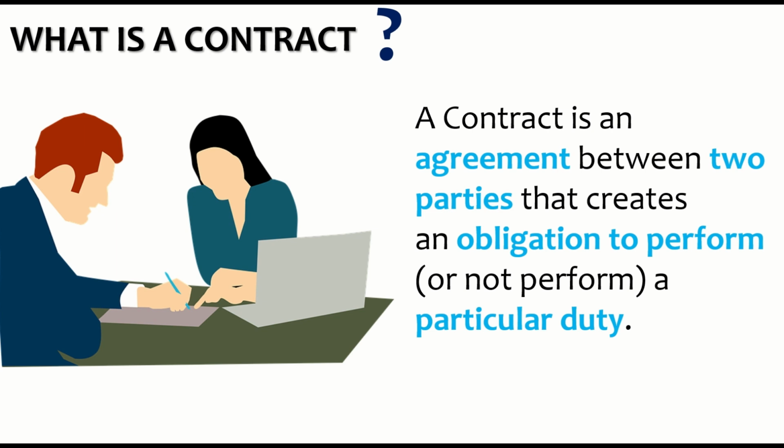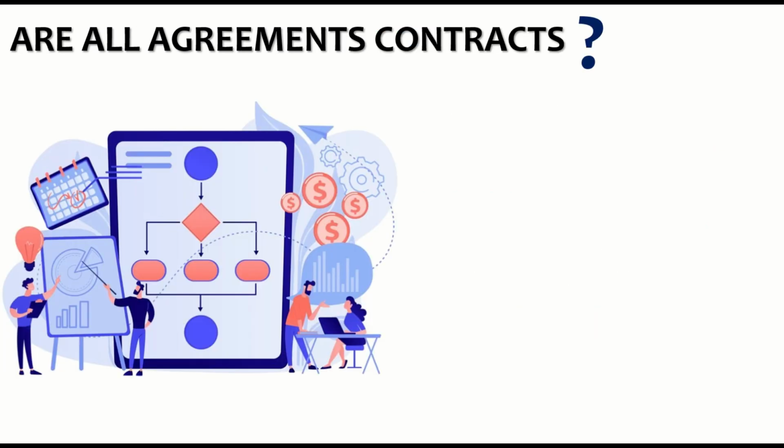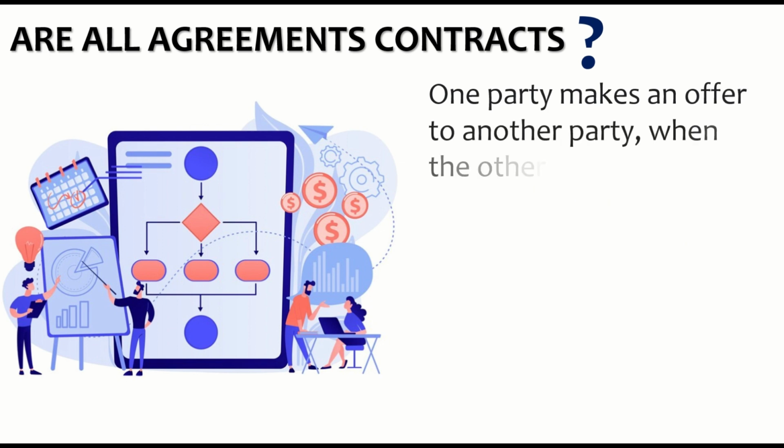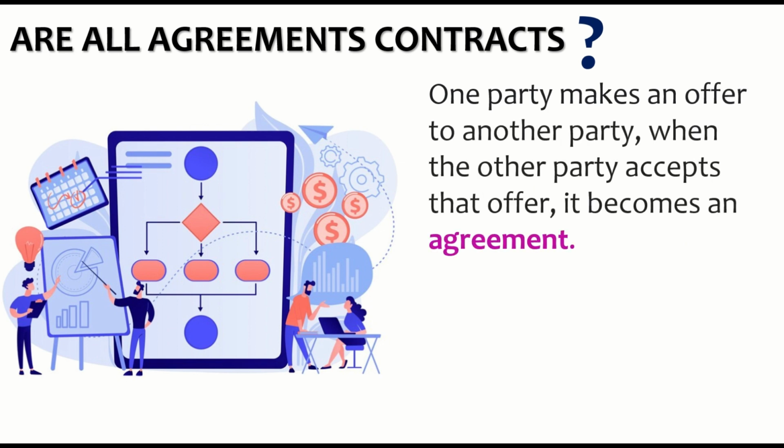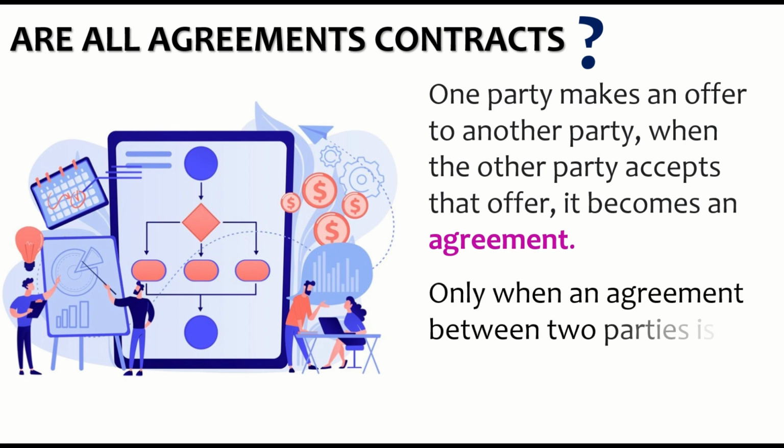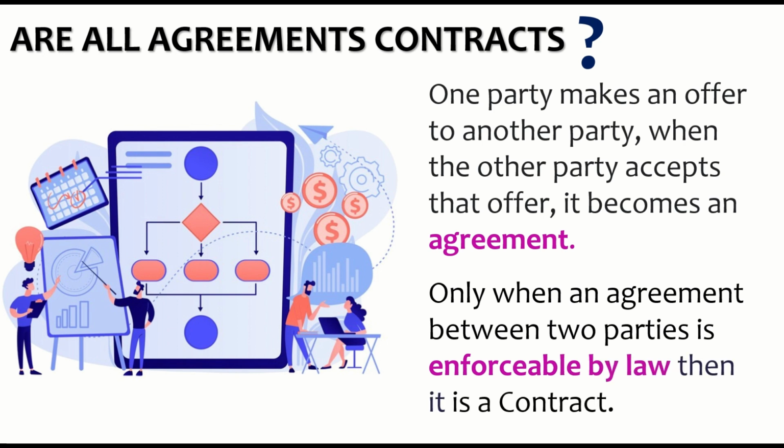So if two parties agree to perform certain things or a certain job, or supply a specific material, then they are entering into a contract. But are all agreements contracts? No. When one party makes an offer to another party and the other party accepts that offer, it becomes an agreement. But only when an agreement between two parties is enforceable by law, only then it is a contract. Suppose two parties are making an agreement on selling or buying some illegal goods, which is not enforceable by law, then it is not a contract.